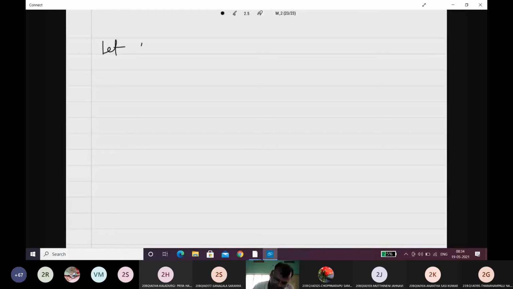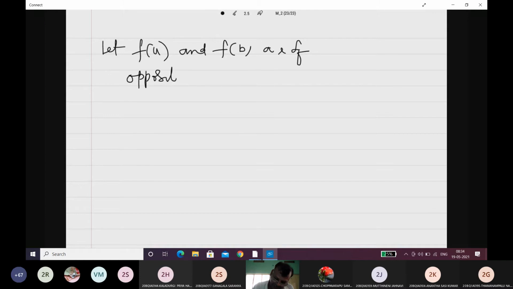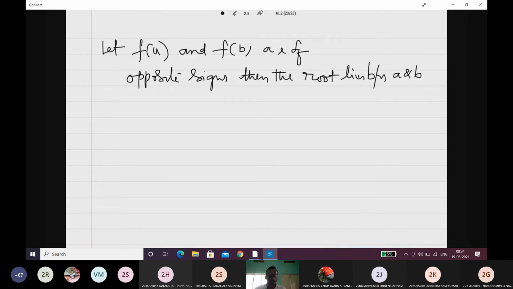Now write down. Let f of a and f of b be of opposite signs, one positive and one negative. Then the root lies between a and b.